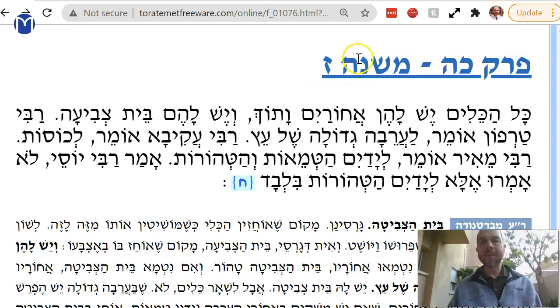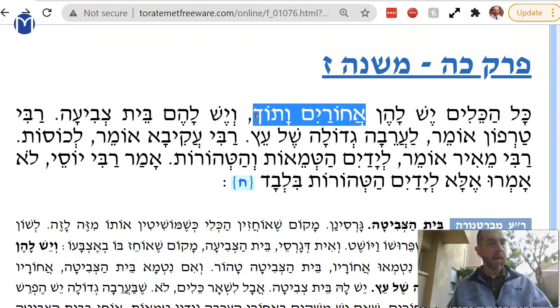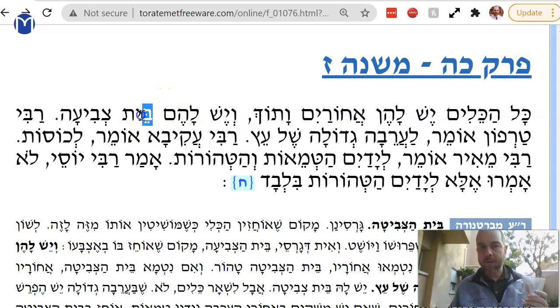We're on Keilim Perek Hey, Mishnah Zayin, the 7th Mishnah in the 25th chapter of Masechet Keilim. We learned about Acharayim Vatoch, outside and inside, vis-a-vis the idea of the ear, the handle, different kinds of handles, or if it had a base, or if it had a lip. Now we're going to learn about a part of a kli that we haven't heard before. You might not have ever heard of it.